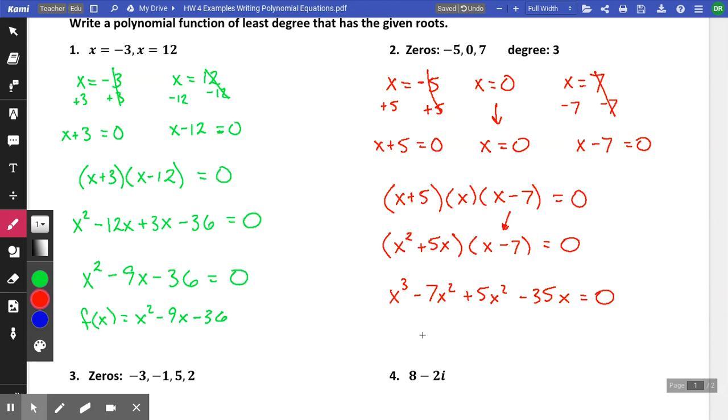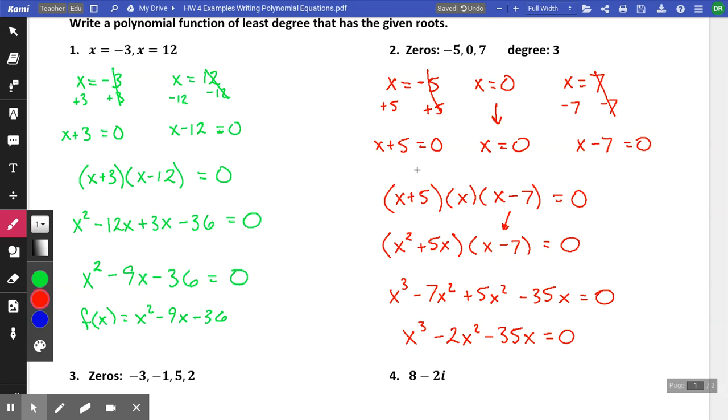Okay. And I check one more time and I see I do have common terms here and here. They both say x squared. So let's go ahead and combine those. And we'll have x cubed. And then combining those, minus 7 plus 5 is negative 2x squared minus 35x. And we'll say that equals 0. And again, you can write it in function format if you want.